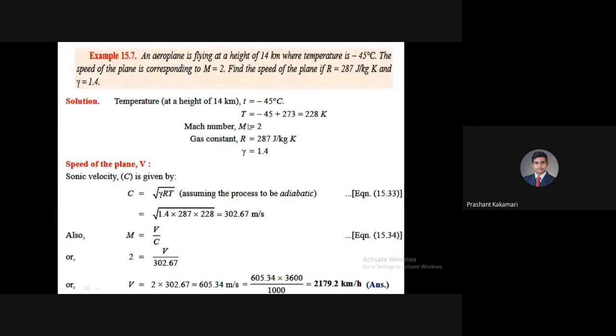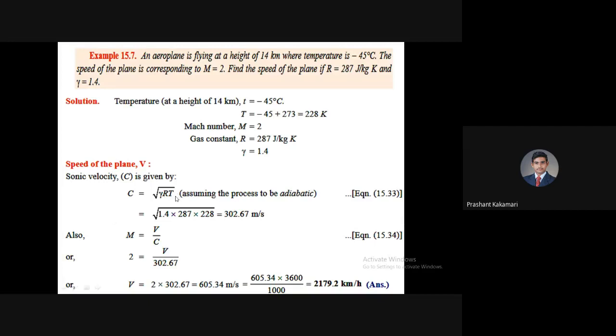Note down this temperature. As we are using the state equations or the gas equations, converting this temperature to Kelvin is very important. So minus 45 is given, plus 273, it will be 228 Kelvin. So the temperature at which the plane is moving is 228 Kelvin. Mach number is 2. The real gas constant is already given in joules per kg Kelvin, no need to convert. Gamma is a constant.